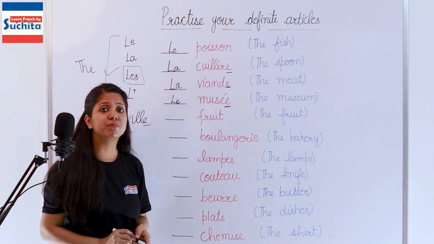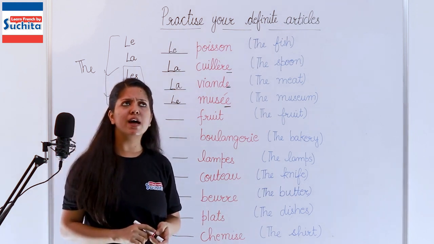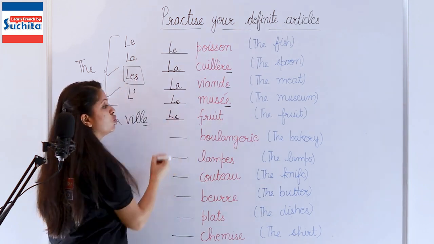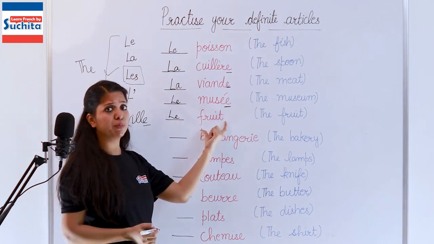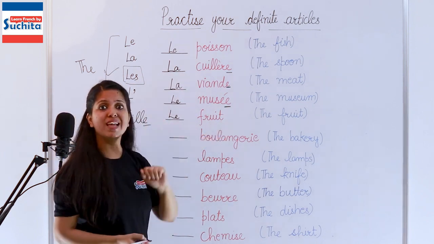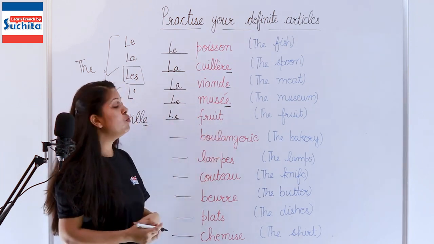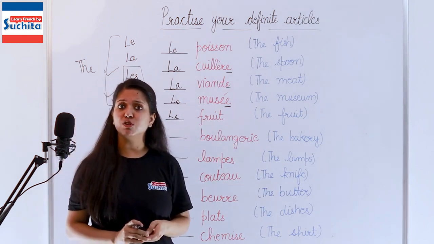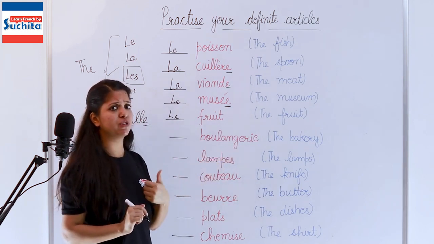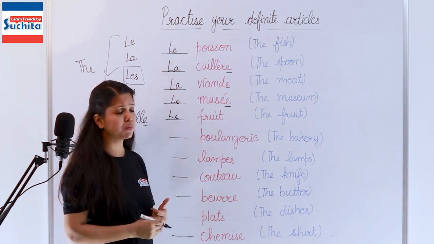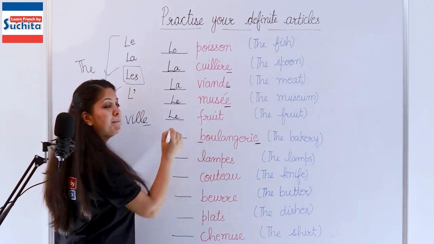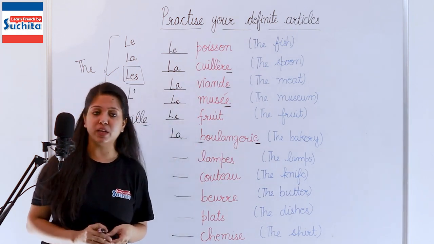Fruit. Allez, réfléchissez. Le fruit, la fruit, les fruits, l'apostrophe. Le fruit. Très bien. The fruit. Because it is not plural, doesn't begin with a vowel, and it is male. So you say le fruit. Next, boulangerie, which is the bakery. So now, is it plural? No. Does it begin with a vowel? No. Male or female? Féminin. Alors, la boulangerie, the bakery.